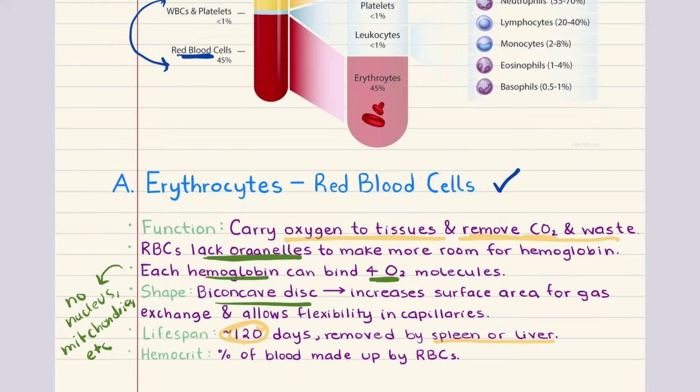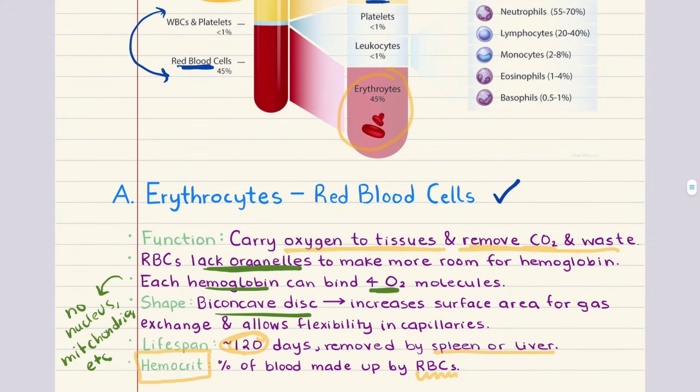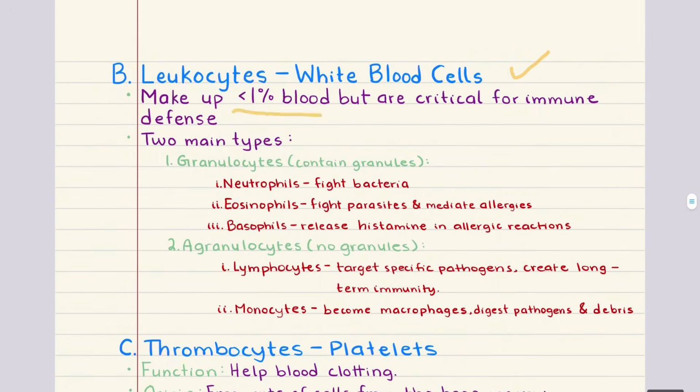After that, they're going to be removed and broken down by the spleen or liver. You may also hear the term hematocrit. This refers to the percentage of blood volume that's made up by red blood cells, and it's often used as a clinical measure of oxygen carrying capacity. Next, let's discuss leukocytes or white blood cells. White blood cells make up less than 1% of total blood volume, but they're so essential for immune defense. And there are 2 main categories of white blood cells. You have granulocytes and agranulocytes, and that's based on whether or not they contain visible granules in their cytoplasm.